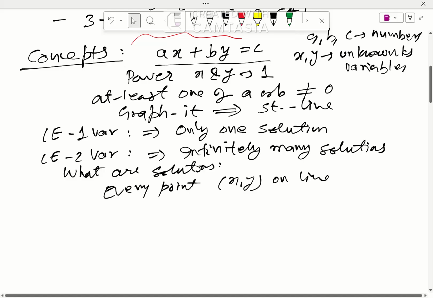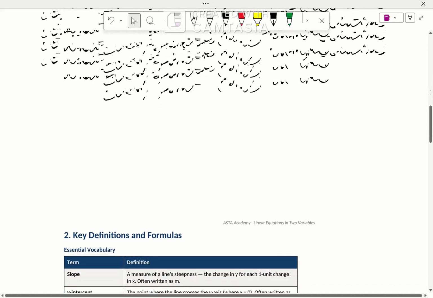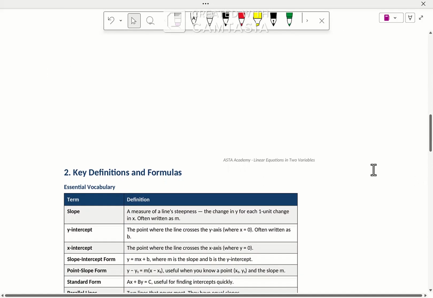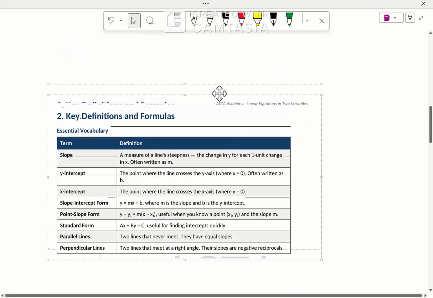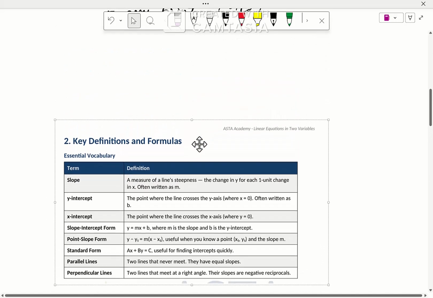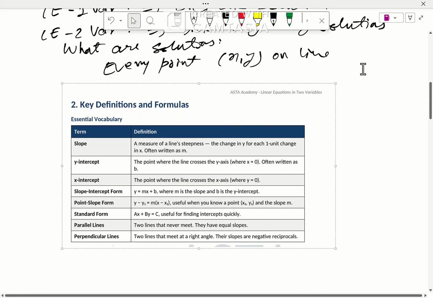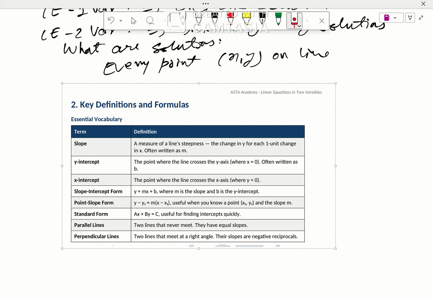Now we are going to look at some key concepts. Let me bring this up a little bit. There are certain key definitions we are going to look at next, and those are here.